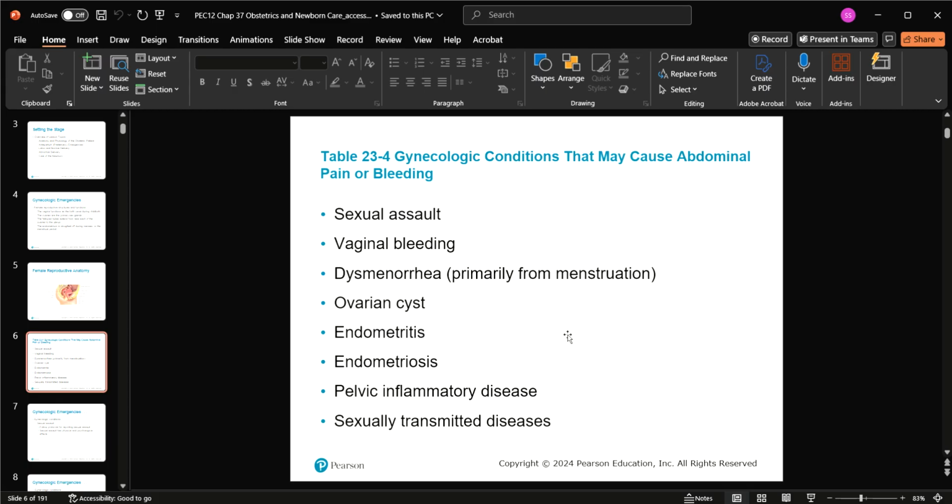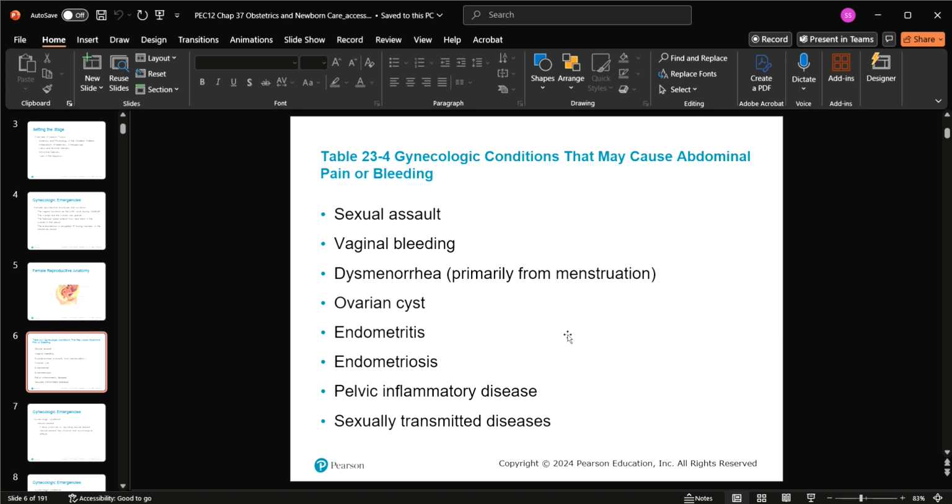Dysmenorrhea. You should know this term. Dysmenorrhea is pain during the menstrual cycle. It also has a German word that you might see on your national registry called Mittelschmerz. I'll try to find that and put it up here if you don't see it through the lectures. All right, ovarian cysts. We're talking about PCOS, polycystic ovarian syndrome, where we have cysts on our ovaries.